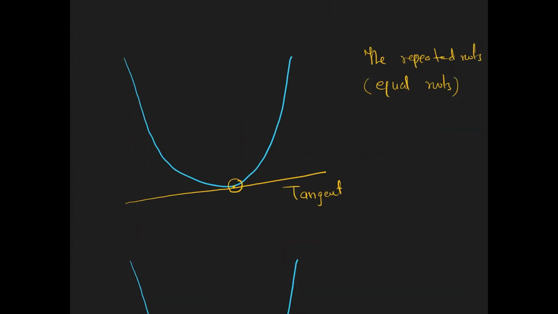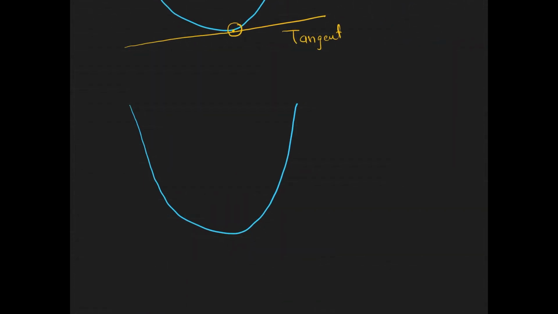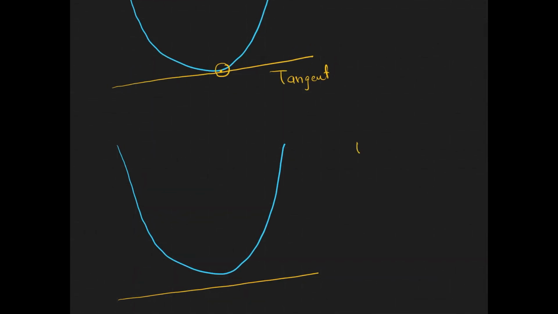And the third possibility is that the line does not intersect the curve at all. Now in this case, clearly there is no real solution to the problem. So we can say that there are no real roots, no real value of x, no solution set.